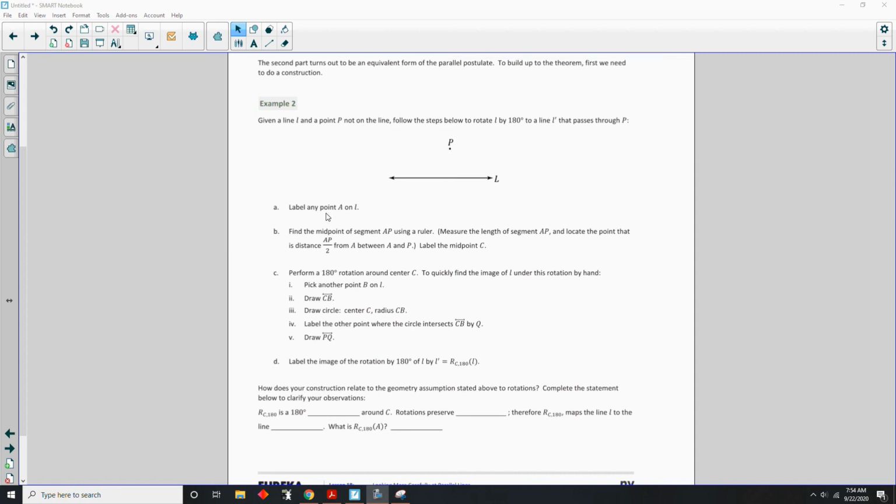A says label any point A on line L. So let me get my pen and let me put a dot right here, and I'll call that A. B says find the midpoint of segment AP using a ruler. Okay, so it says measure the segment AP and locate the point that is a distance AP divided by 2 from A between A and P. All they're basically saying there is get a ruler.